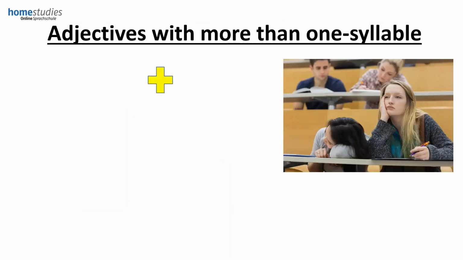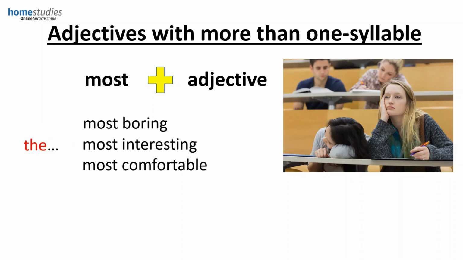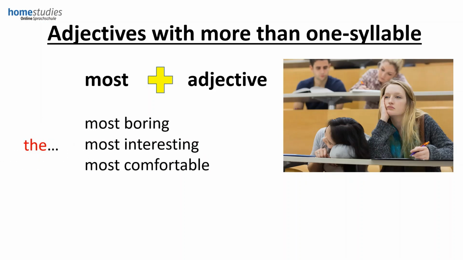Now, adjectives with more than one syllable. Before, when we were looking at comparatives, we would use the word more plus adjective. But now we're looking at superlatives. So instead of using the word more, we will use the word most, followed by the adjective. Remember, you need to begin with the word the. So the most boring, the most interesting, and the most comfortable.